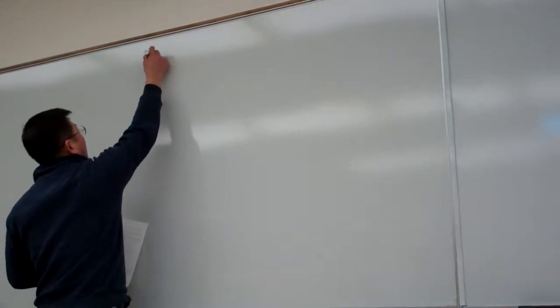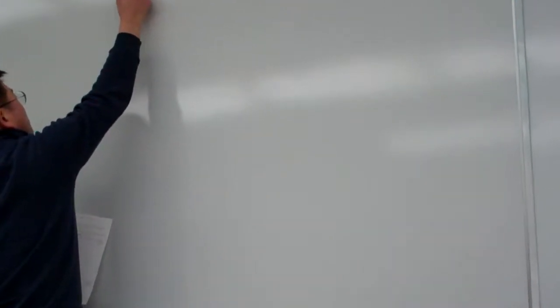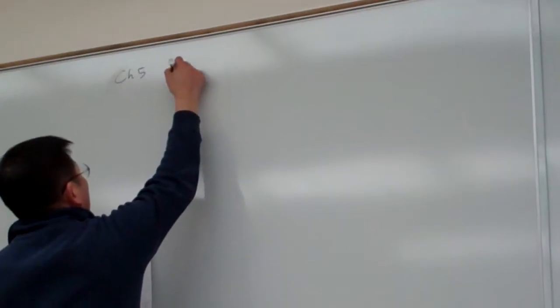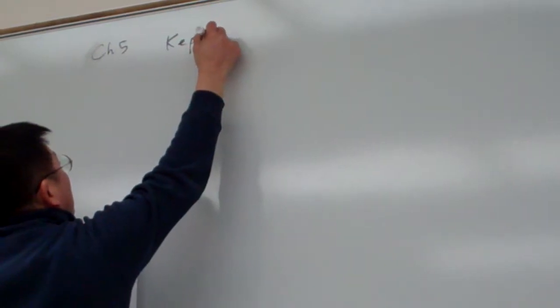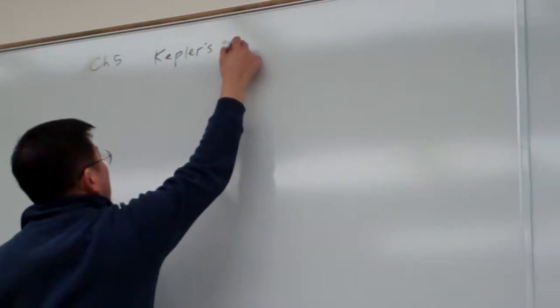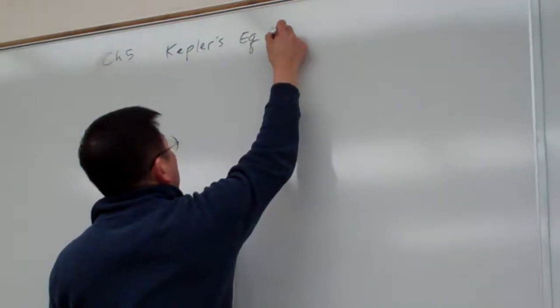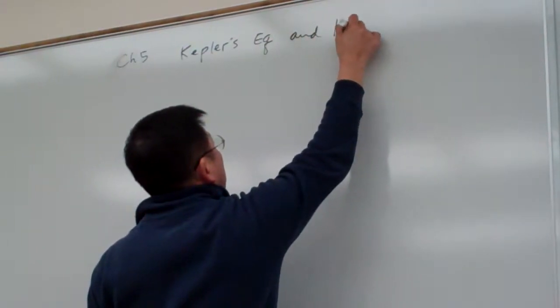Actually, chapter 3. Chapter 2 is a big chapter, but that is a lot of information. So from chapter 4, we talk about Kepler's equations and Kepler's.